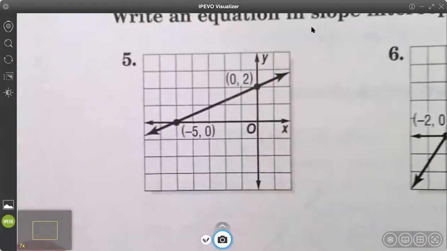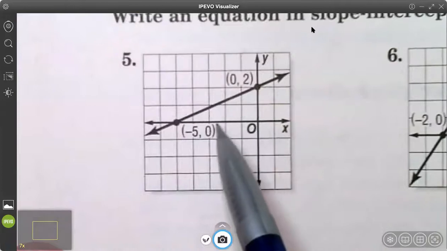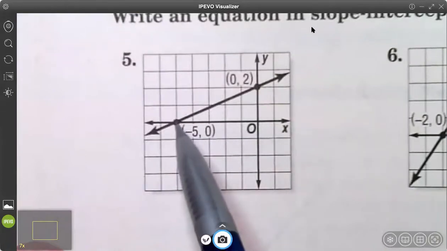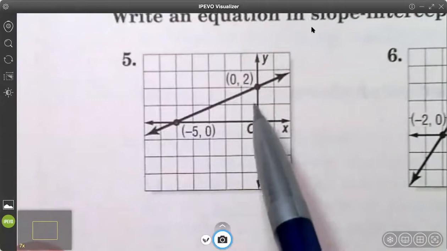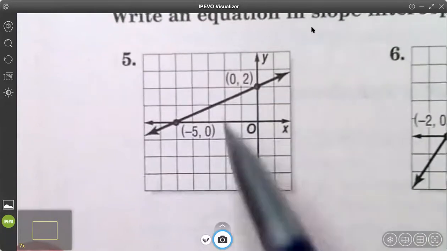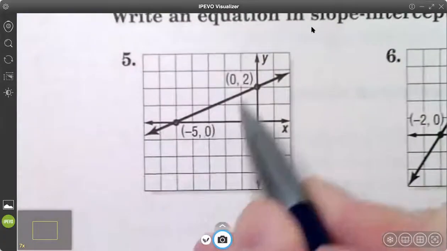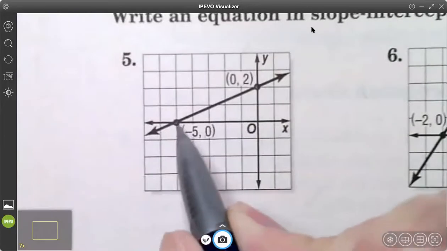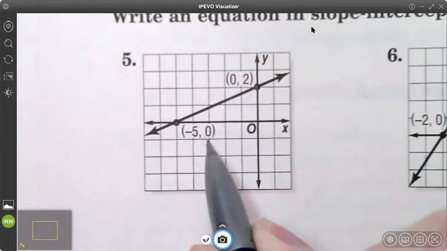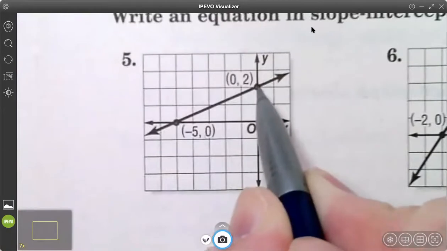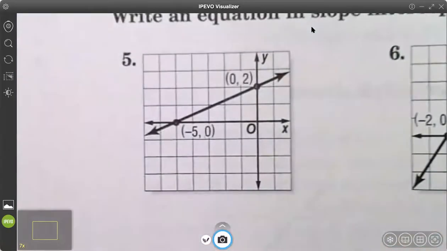Let's look at a few more examples. What are the intercepts for number 5? Number 5 intercepts the x-axis right here at negative 5. It intercepts the y-axis right here at positive 2. And it lists out those coordinates for you there if you need them. Notice that anytime you have an intercept, one of your two values will be 0. If you have an x-intercept, your y value will always be 0. When you have a y-intercept, your x value will always be 0.